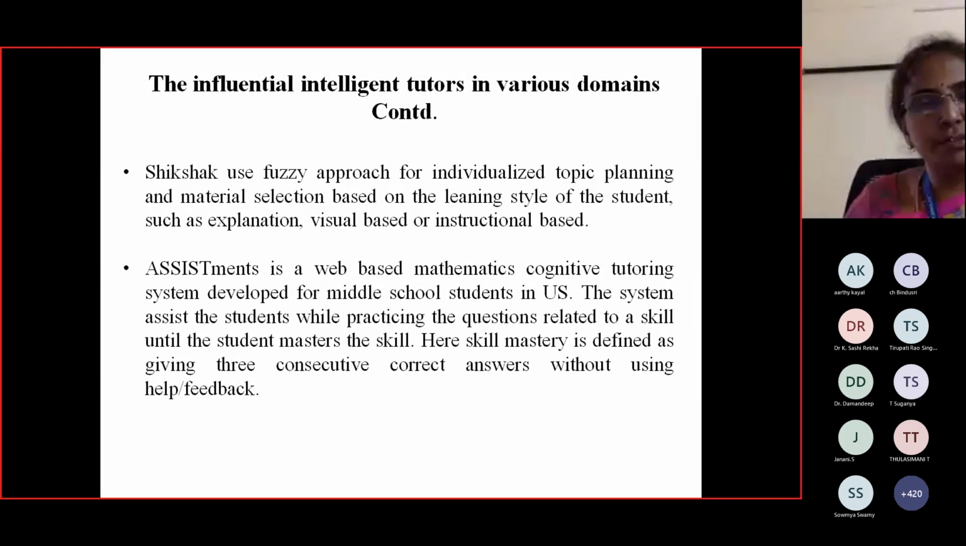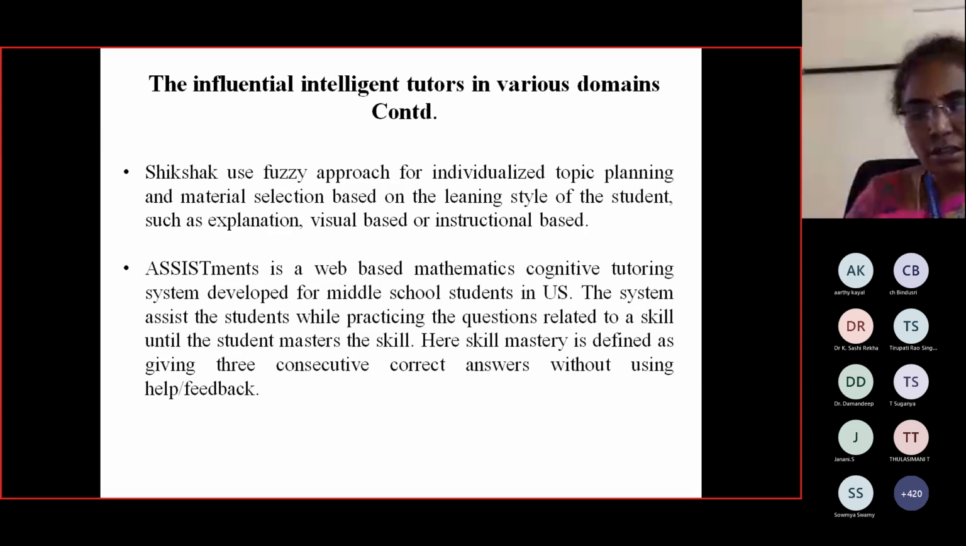Another intelligent tutoring system is Shikshak. It's from India, and this particular tutoring system is designed for school students. In this, the teaching material is presented to the student based on the learning style of the student. Every student has their own learning style. Some learn the instructions by visual mode, some by instructional mode. So depending upon the learning style of the student, Shikshak is going to present the teaching material to the student.